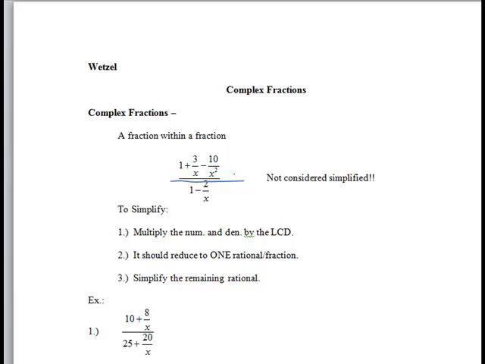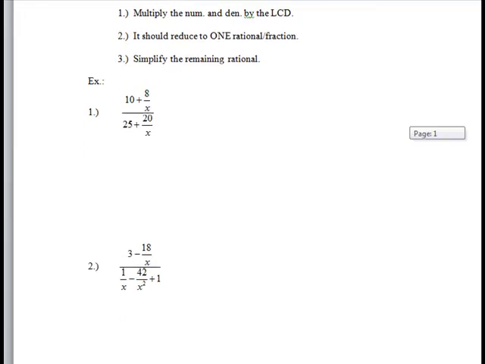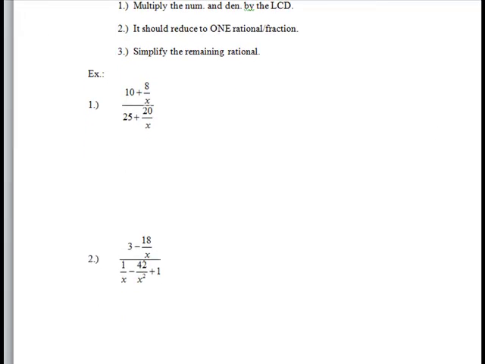So the steps to simplify a complex fraction, or reduce it down to just one, is to begin by finding the LCD for every fraction within the numerator and denominator, which we do know how to find by now. Then what we're going to do is multiply the entire numerator and the entire denominator by the LCD. Simplifying will then reduce it down to just one rational.